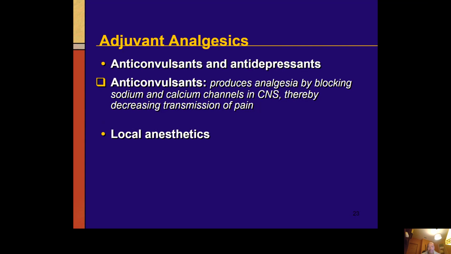And the next slide here, I need to increase my size on that one. The next slide here deals with adjuvant analgesics. And this will consist of your anticonvulsants and your antidepressants. As far as anticonvulsants, they produce analgesia by blocking the sodium-calcium channels in the central nervous system, thereby decreasing the transmission of pain. So that's how this medication works. And then there's also your local anesthetics.